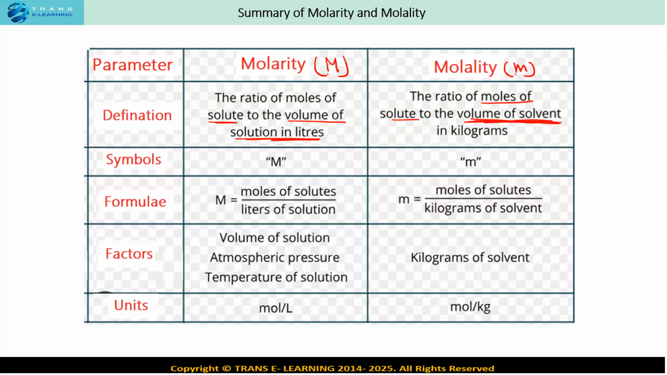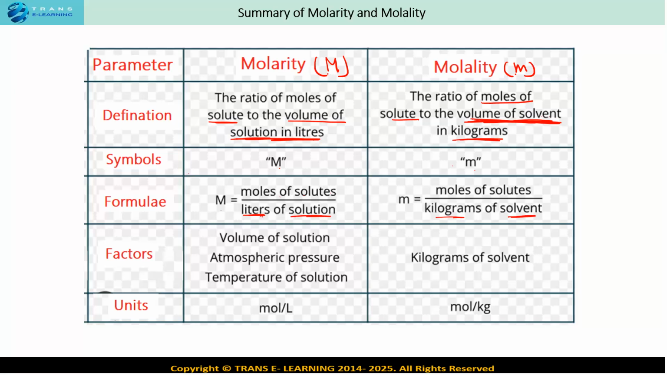Here we are going to consider the solution. As I've told you, the solution is solute plus solvent. Here we consider the solvent in kilograms. Here we consider the solution in liters. The symbol is capital M here, and small m here. The formula is number of moles of solute upon solution in liters, whereas this is the number of moles of solute, and here the solvent is in kg.